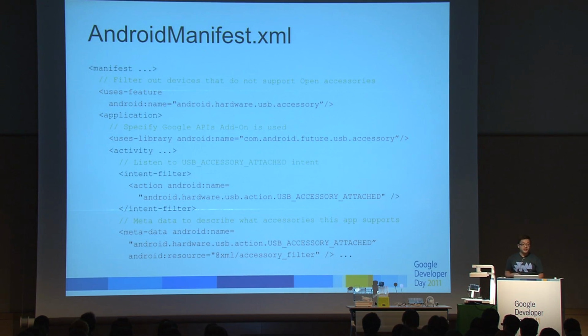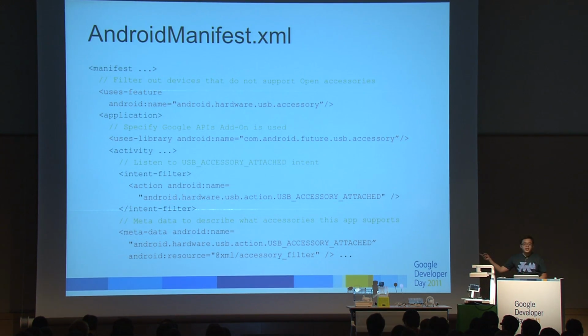Here I have an example of an Android manifest. When you build an application for an accessory, the first thing you need to specify is that you are using the USB feature, so there's a uses-feature tag. And then you have to tell the framework you are using the accessory library. For your application to launch and start the activity, you have to listen to two special intents, called USB accessory attached, and another one, USB accessory detached, so that you can free up your resources when someone unplugs the accessory.